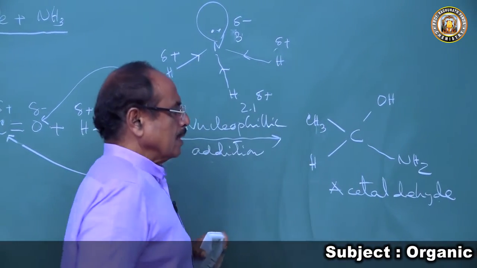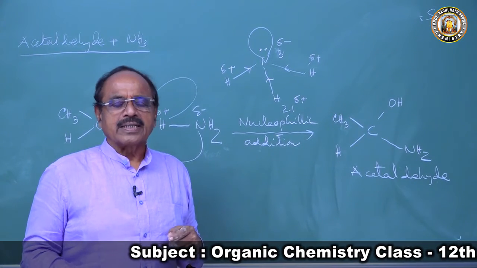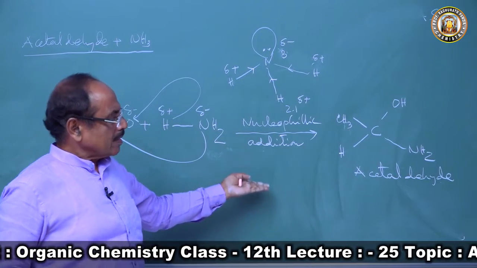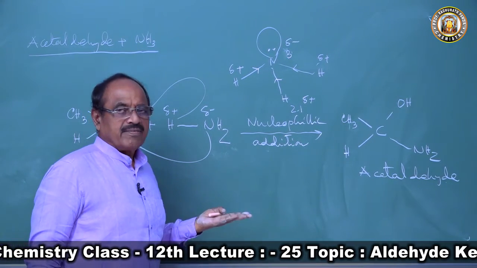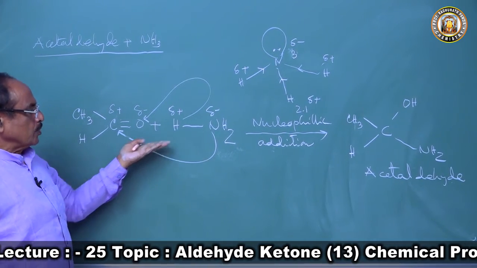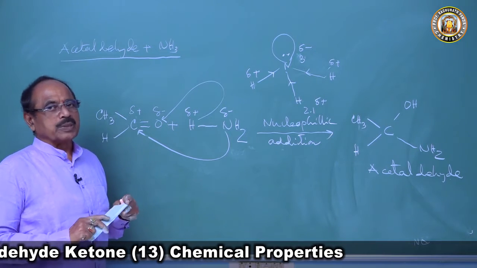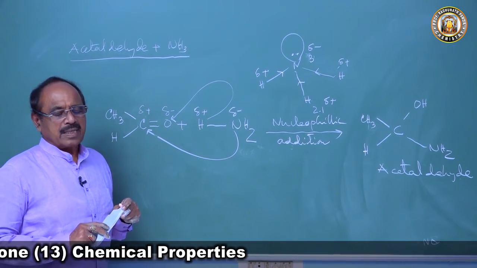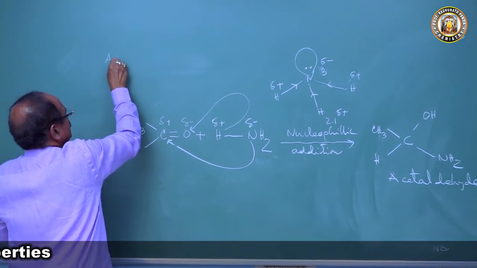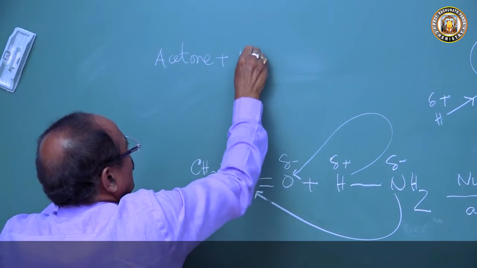Just like, remember, when hydrogen cyanide is added, we get formaldehyde cyanohydrin, acetaldehyde cyanohydrin, acetone cyanohydrin. So exactly here also, in the same very simple way, this undergoes nucleophilic addition reaction to produce acetaldehyde ammonia. Now we'll come to how acetone reacts with ammonia. So now we'll discuss the reaction of acetone plus ammonia.